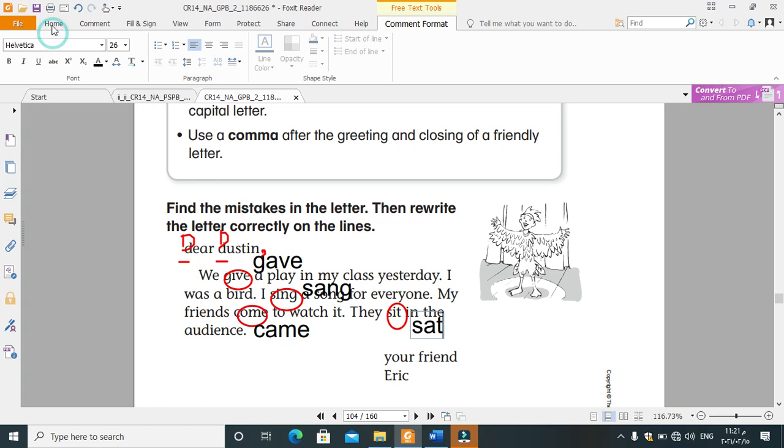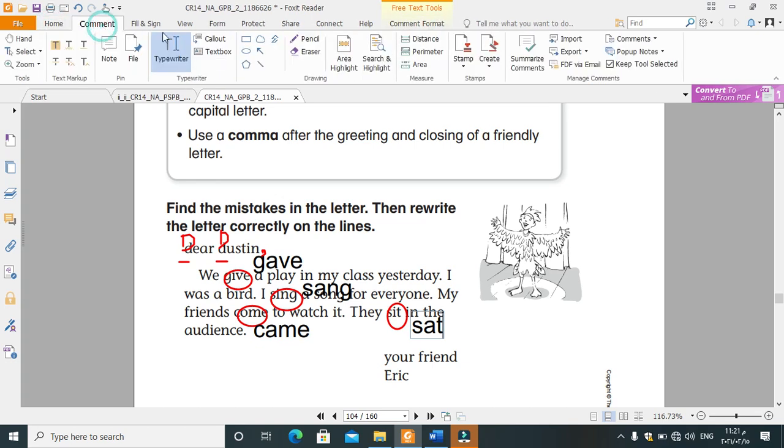So what is the last mistake here? Good job. The Y should be capital. Underline the Y, or write it capital. And here you have to insert a comma after the closing. And Eric here is correct. It starts with a capital letter, so this is correct. We don't have a mistake here.